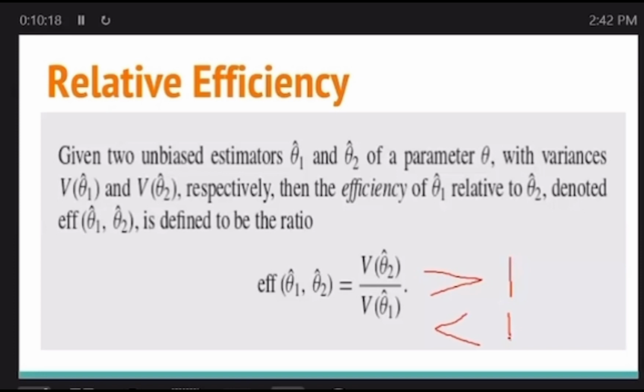Go ahead. Exactly. If I'm dealing with a biased estimator, it's going to be the ratio of the mean square errors. But what if I'm comparing a biased estimator with an unbiased one? It's going to be the mean square error against the variance. The mean square error of an unbiased estimator is the same thing as the variance. Does that make sense?